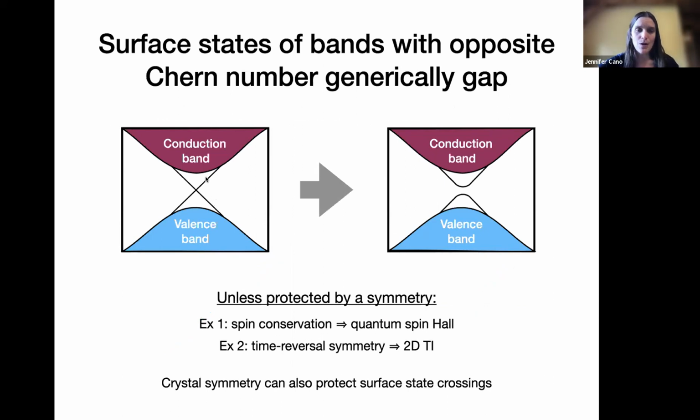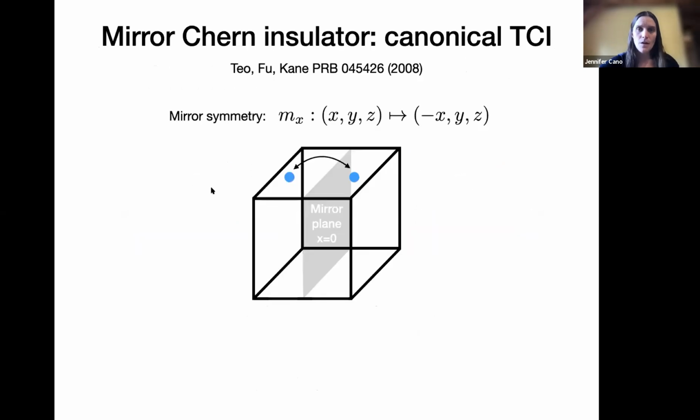Generically, if you have two surface states and you don't have any symmetry, these states will gap. And yesterday we talked about an exception to this, which is if you have time reversal symmetry, it can protect a crossing like this, two surface states crossing each other, and prevent it from gapping. But the crystal symmetries can do the same thing as long as they're preserved on the surface. And so I'll show some examples of this. I think the first most straightforward example is a mirror Chern insulator.